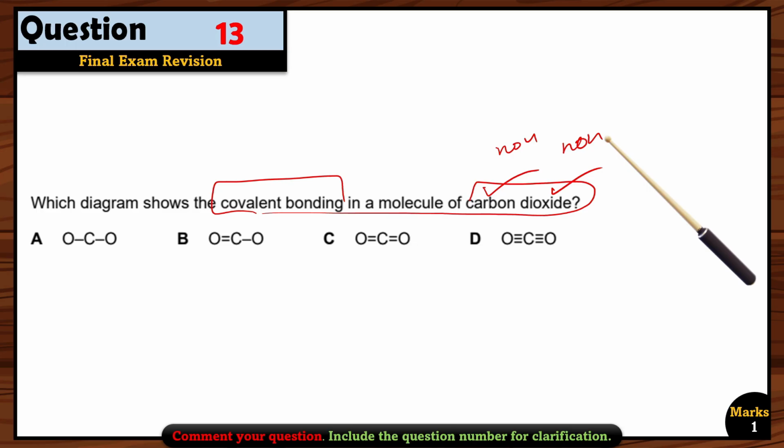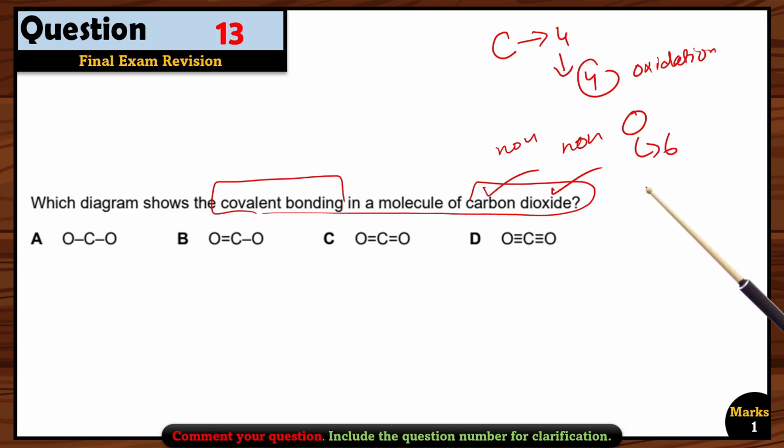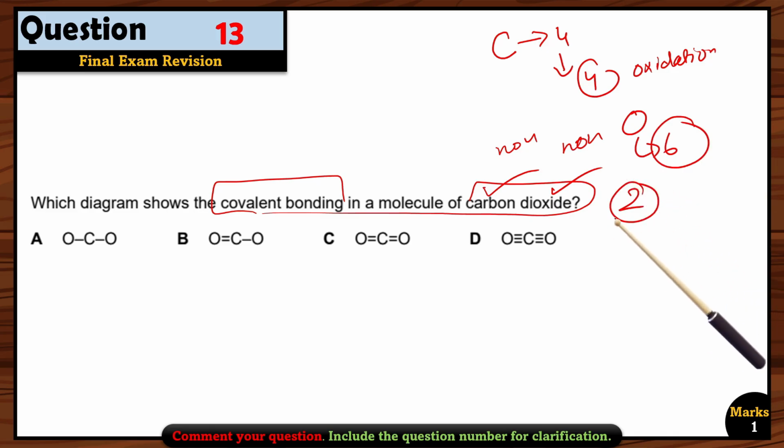Okay, whenever you are looking at the bonding, you have to remember their last shell electrons: how many electrons are present there and how many they need. So if carbon belongs to group 4, how many electrons does it need? It needs 4 electrons. So its oxidation number is 4. Whereas oxygen belongs to group 6, so it has 6 electrons in the last shell. So how many electrons does it need? It only needs 2 electrons to become 8. So that's why the oxidation state of oxygen is 2, whereas the oxidation state of carbon is 4.